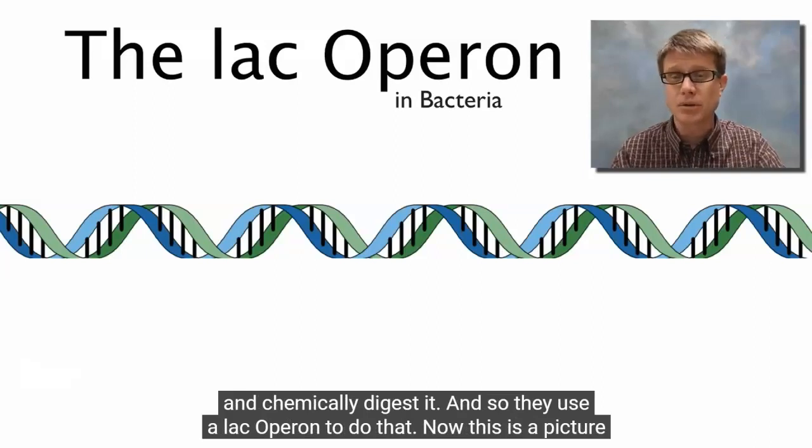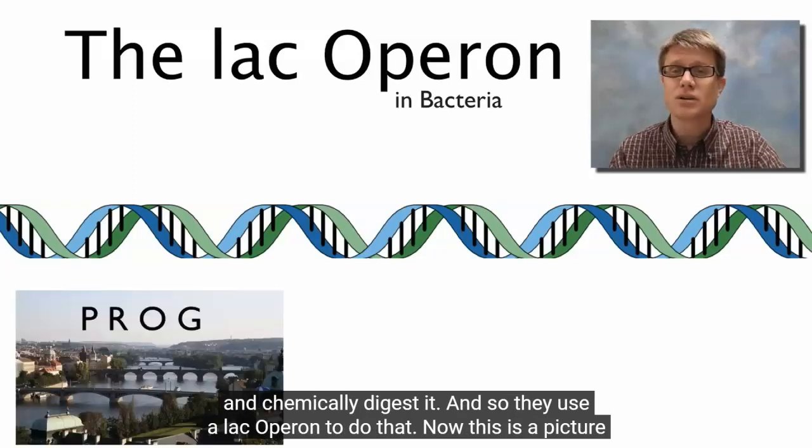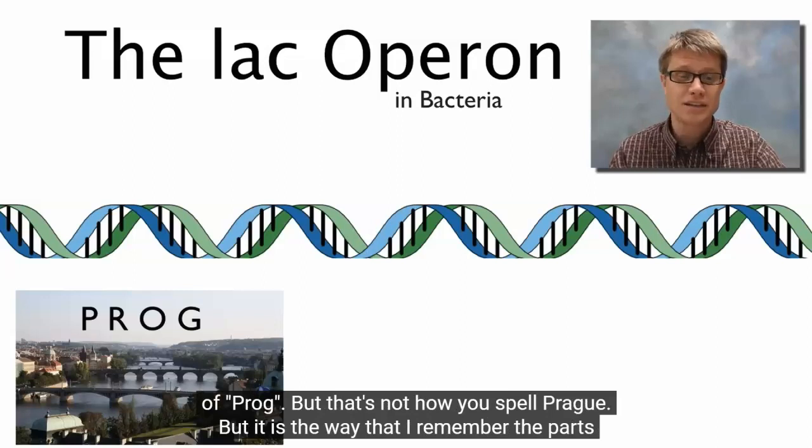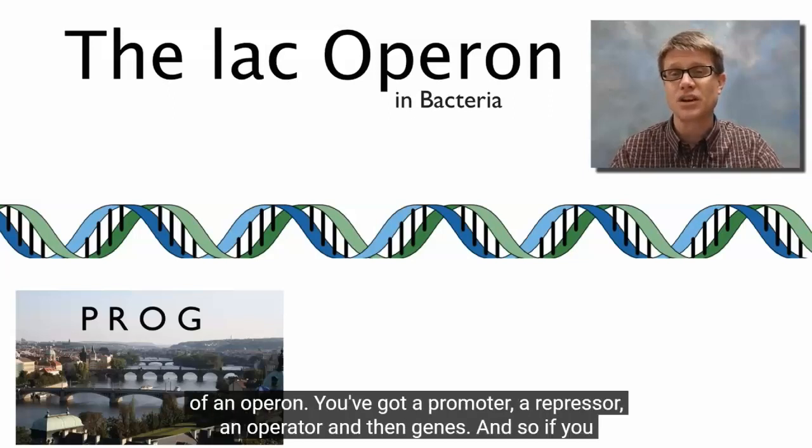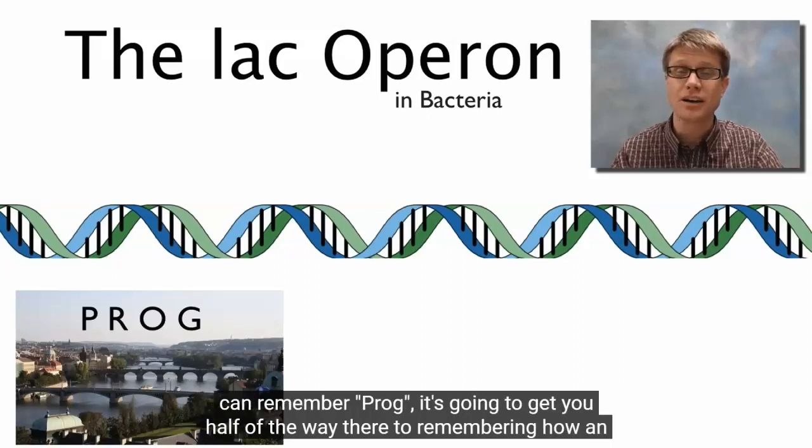And so they use a lac operon to do that. Now, this is a picture of prog, but that's not how you spell prog. But it is the way that I remember the parts of an operon. You've got a promoter, a repressor, an operator, and then genes. And so if you can remember prog, it's going to get you half of the way there to remembering how an operon works.